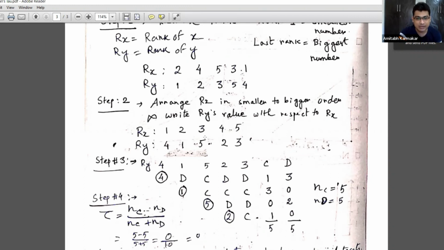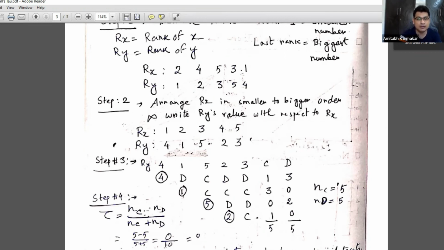5 is below 3, we write 5. 2 is below 4, we write 2. And 3 is below 5, we write 3. So 4, 1, 5, 2, 3. That's the number that we need to calculate. Got it? Okay. So this is what the ROI is, and we must calculate this.